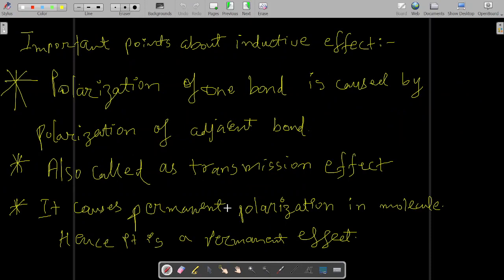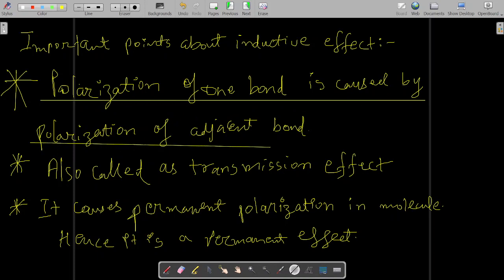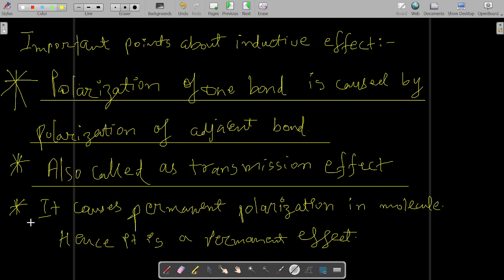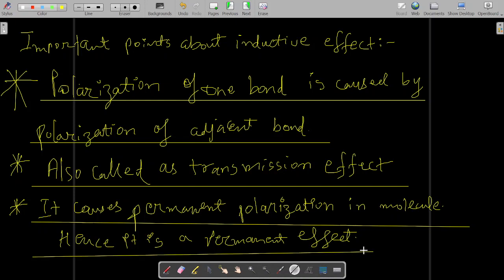Polarization of one bond is caused by polarization of the adjacent bond, as already told to you. It is also called the transmission effect. It causes permanent polarization in the molecule, hence it is a permanent effect. This is the point to be noted. It is not a temporary effect. We will learn about other effects also which are temporary in nature, but this particular effect is a permanent effect. Inductive effect is a permanent effect, you must keep this in mind.